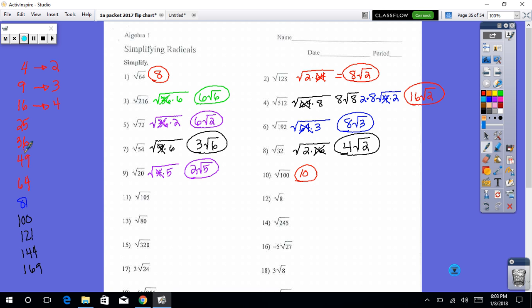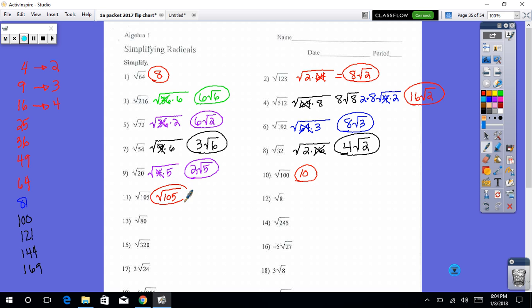Divided by 16, it's not even. It is not even when you divide by 9. And it is not even when you divide by 4. So what that tells me is that the square root of 105 cannot be simplified any further than what it already is.